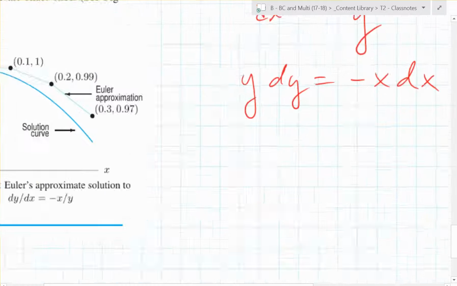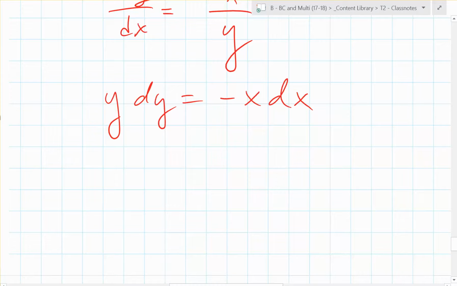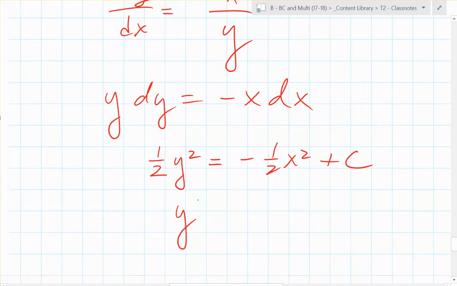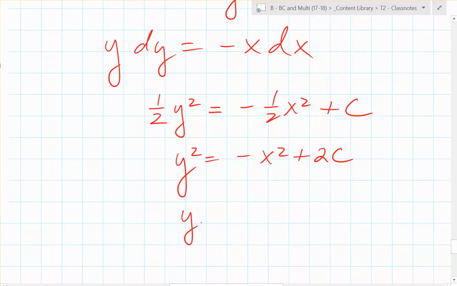Nice, so what do we do to both sides? Integrate both sides. So what do we end up with? 1/2 y squared is equal to negative 1/2 x squared plus some constant, right? So what do we get? Y squared is equal to negative x squared plus 2 times a constant, but sure, whatever, right? So what does y equal? Square root of negative x squared plus c, which is 2c, like that?